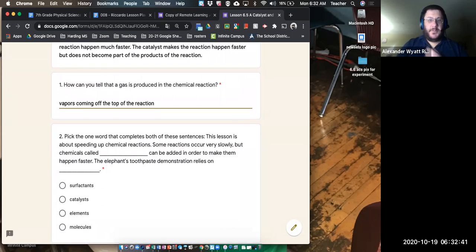Pick one word that completes both of these sentences. The lesson is about speeding up reactions. Some reactions occur very slowly, but chemicals called catalysts can be added in order to make them happen faster.